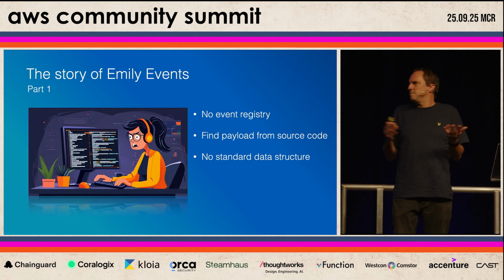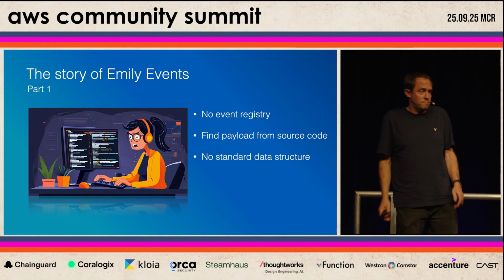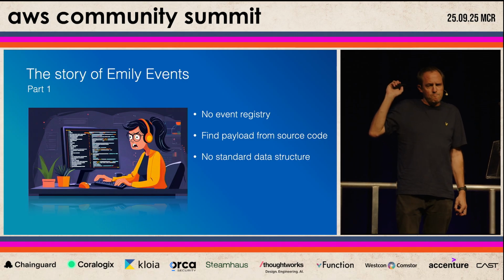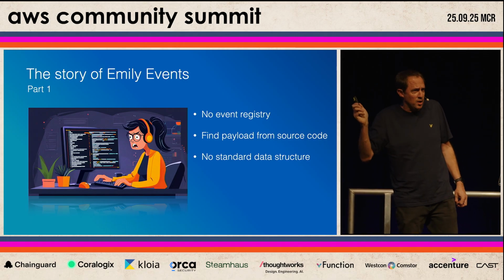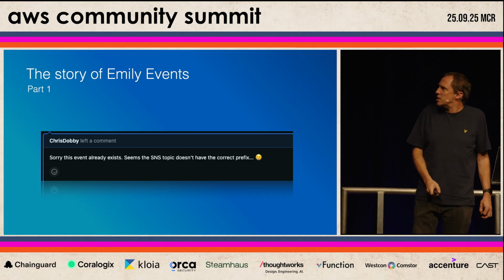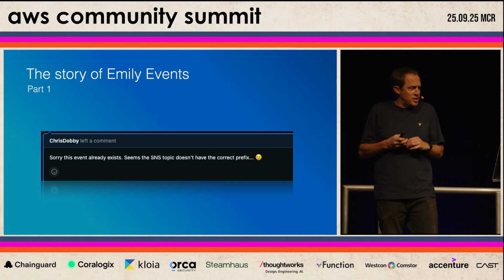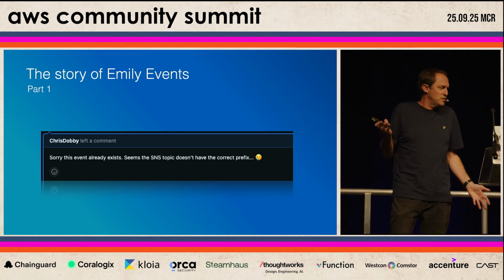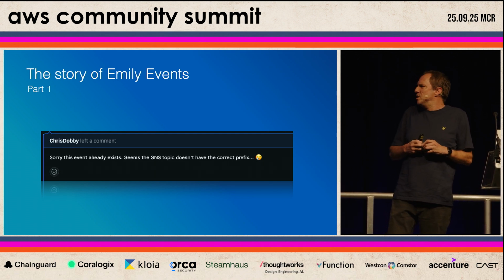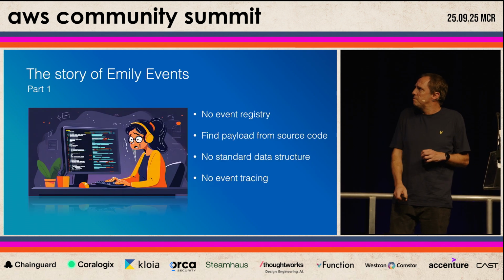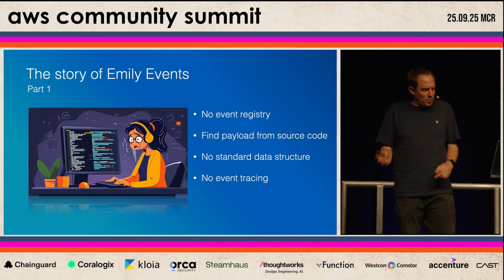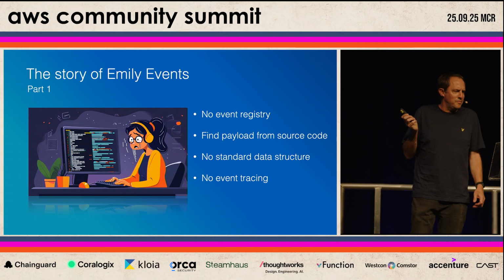And she goes off. She writes the code to produce it, produces a pull request, and the senior engineer has just come back from holiday, and he's obviously not very nice because he finds out the event already exists, it just didn't have the right prefix, and basically she wasted all this time. So she's a little bit frustrated, but we'll leave her there for now and maybe come back later.